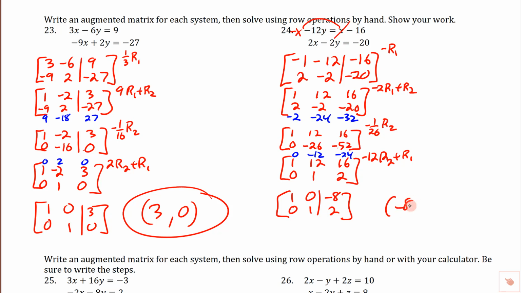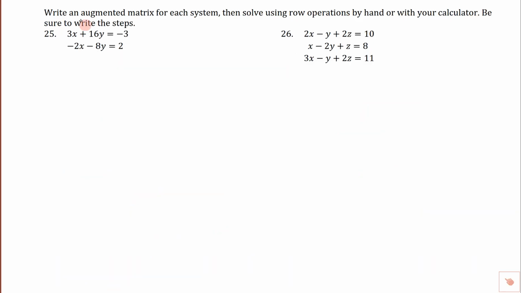So the answer on this one is negative 8, 2. We'll go ahead and circle that, and we are all set to take a look at the last ones. These last problems are very similar. It says write an augmented matrix for each system, then solve them using row operations either by hand or with your calculator. Be sure to write your steps.